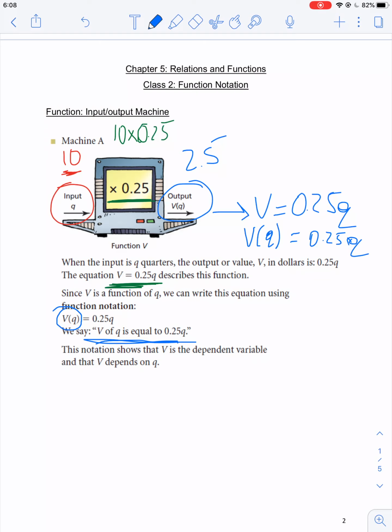Before I give you the example, let me point this out. This notation shows that V is the dependent variable and that it depends on Q. So V is the dependent variable, Q is independent. That's why it's V of Q. It's not that difficult to understand why it's V of Q. So let me just give you one more example.